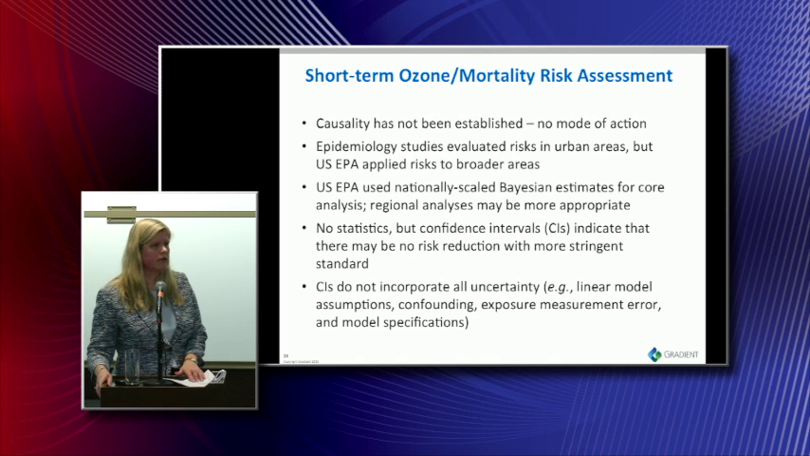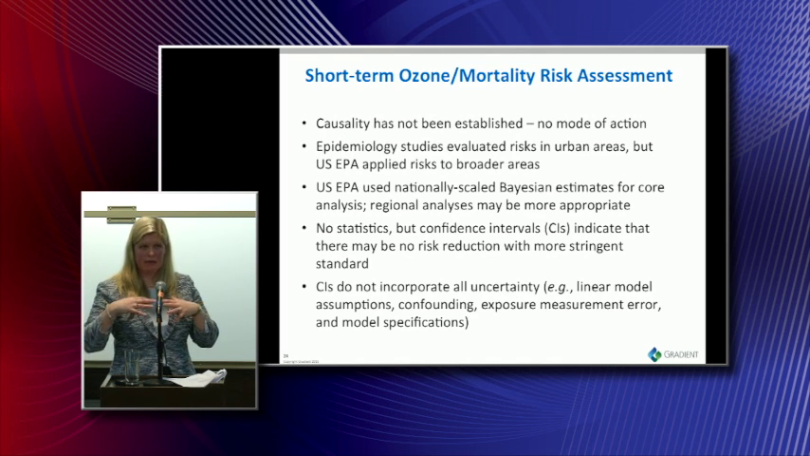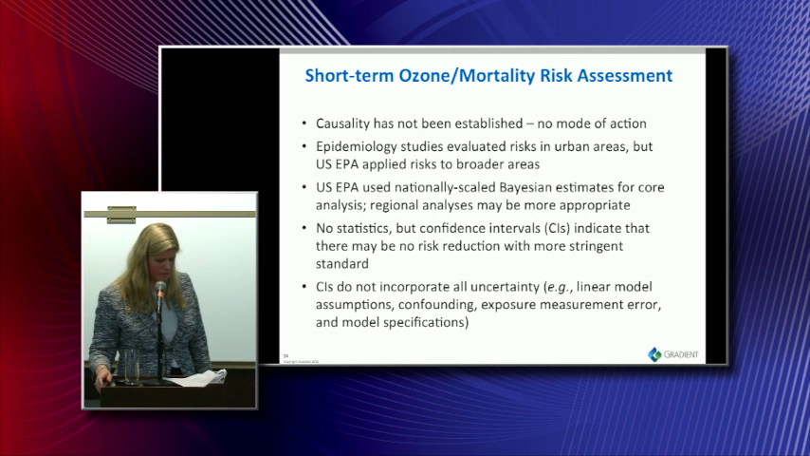When EPA decided on the concentration response function that they were going to use, they used a Bayesian adjusted response function that was based on scaling it by the national estimate instead of a regional estimate. We talked a lot about heterogeneity. Because of that heterogeneity, it makes more sense to use a regional based estimate. Again, they didn't do any statistics, so I don't know.